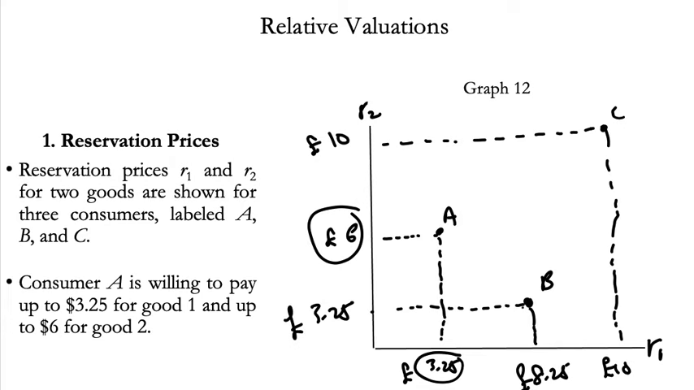On the other hand, if you look at person B, he is willing to pay higher for good 1 compared to good 2, isn't it? So if you sell separately, person B will purchase good 1, isn't it?